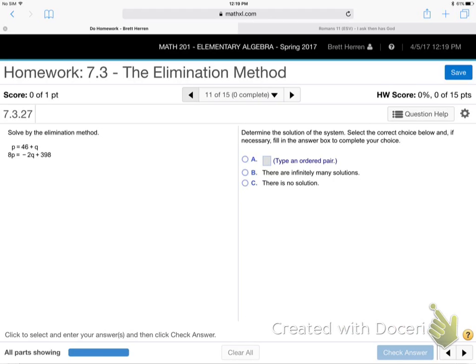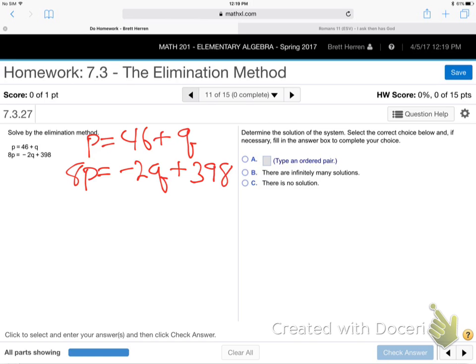Okay, so here we go. So P equals 46 plus Q. They're using P and Q now. 8P is minus 2Q plus 398. All right.